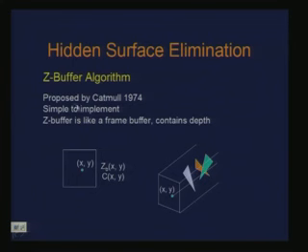So, it was actually proposed by Catmull back in 1974. It's a very old method, but it's still used, extremely popular. It's very simple to implement, right? So, what happens here is that you consider a Z buffer, which is something like a frame buffer, which maintains the depth of the current polygon or the primitive which is being drawn in that buffer.